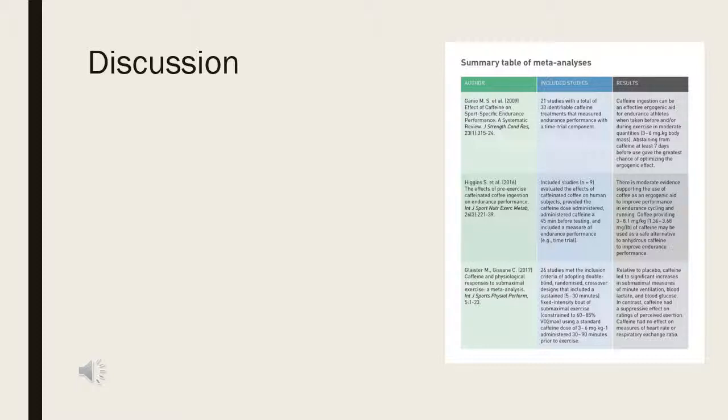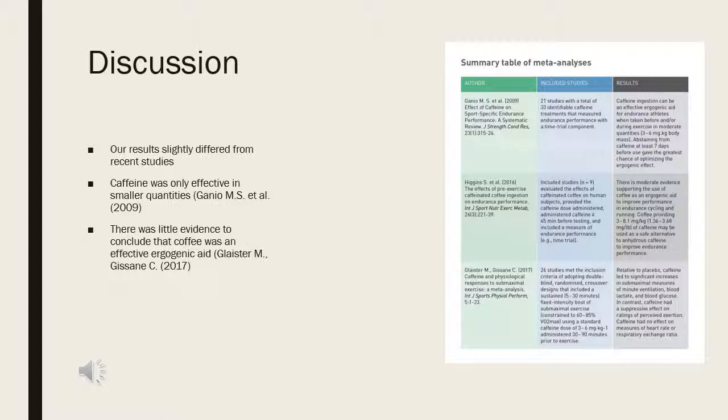So compared to other articles and experiments, our results slightly differed from the recent studies. In one study, caffeine was only effective in smaller quantities. In another study, there was little evidence to conclude that coffee was even an effective ergogenic aid. And these studies used smaller quantities of caffeine in contrast to the large quantities that we used in our experiment. So maybe that has something to do with differing results.